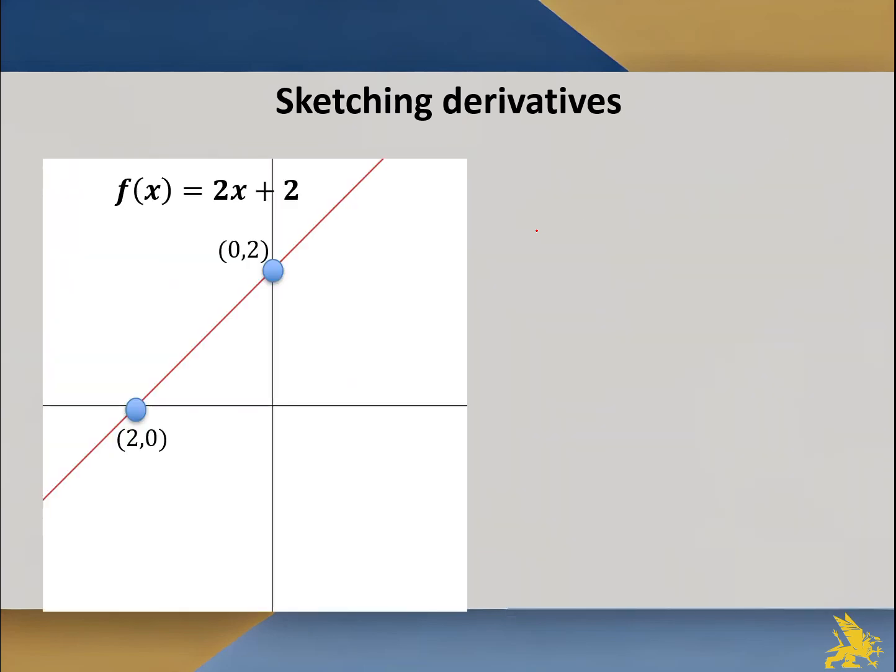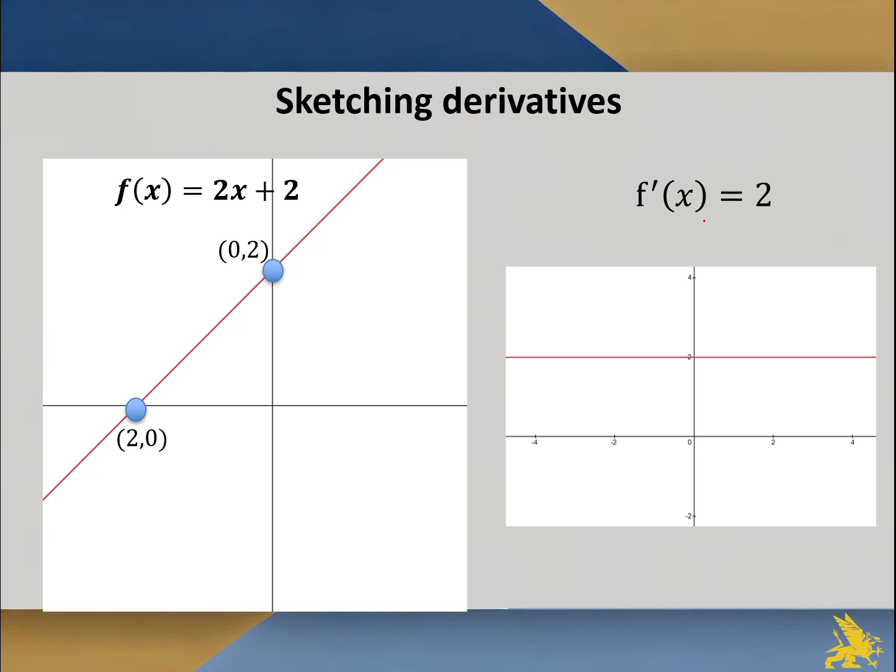So if I've got f(x) equal to 2x plus 2, we know the gradient here is just going to be 2. So based on this, I can just draw a horizontal line, it doesn't matter what part I am dealing with, it's going to remain this.